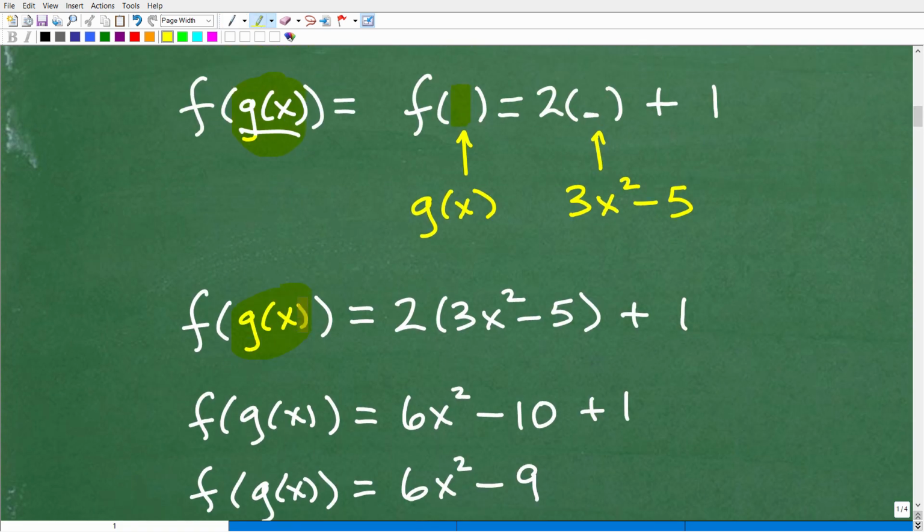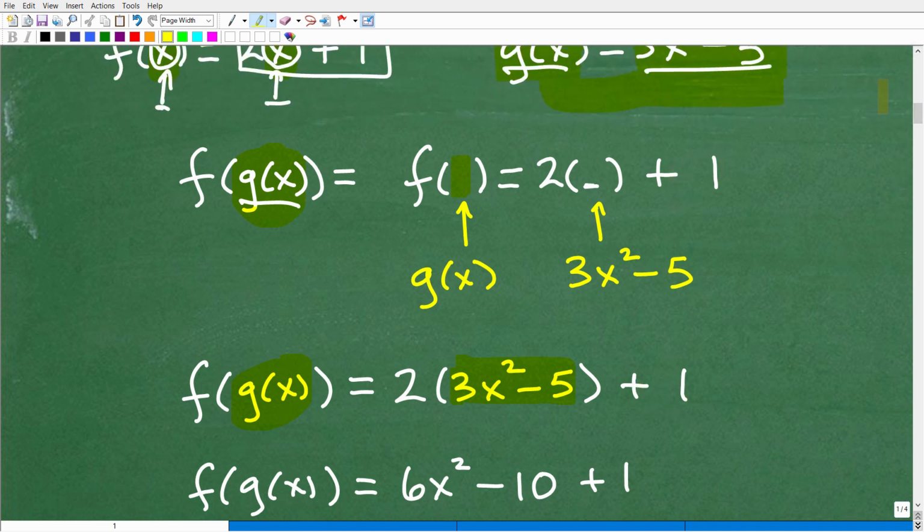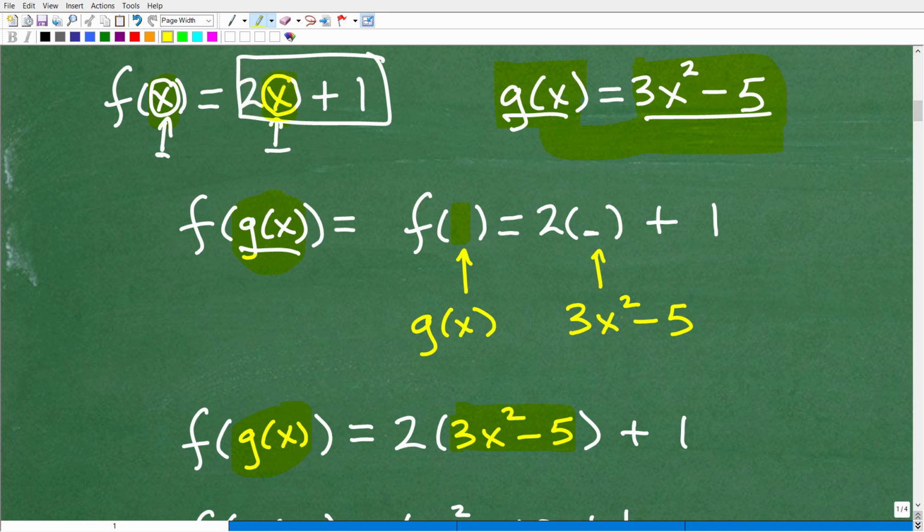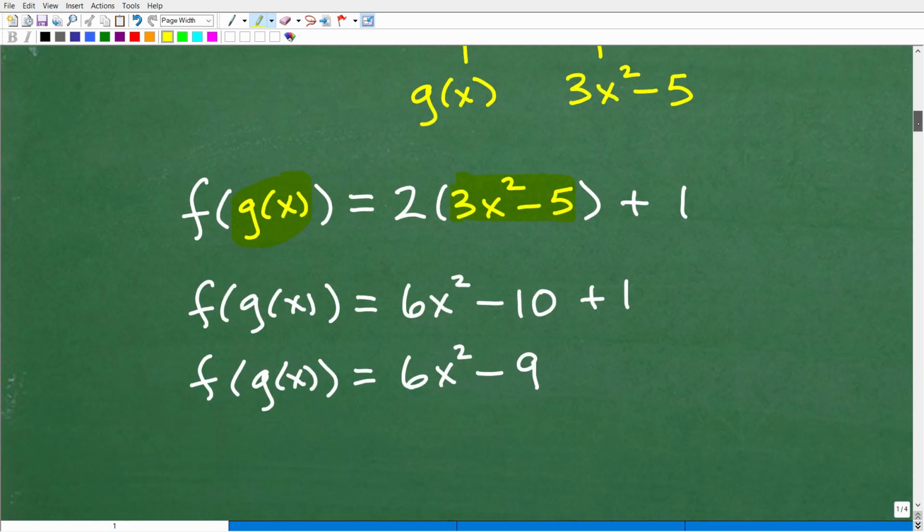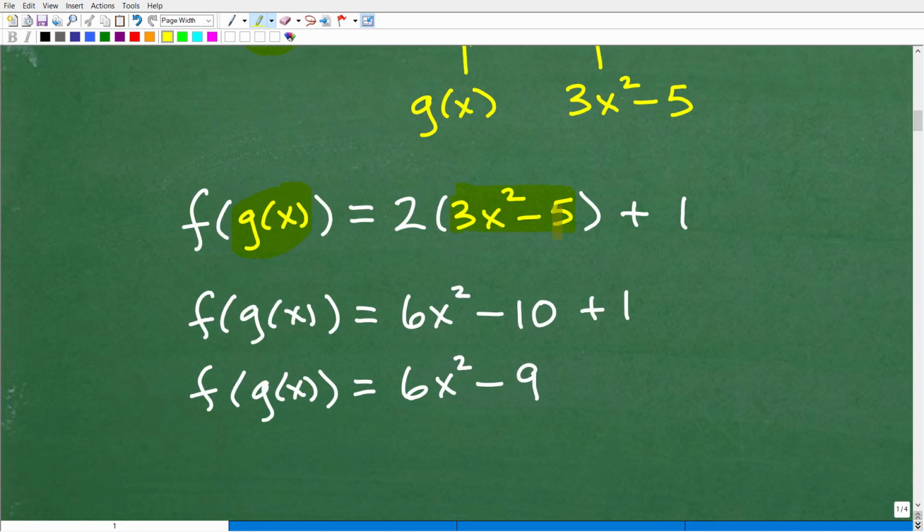So f of g of x, again, is going to be 2 times, and this is the g of x function, 3x squared minus 5, plus 1. Do not forget the rest of the f function. Remember, the f function is 2 times whatever we plug in plus 1. This is where a lot of students sometimes forget to write the rest of that function. And now I'm going to go ahead and simplify.